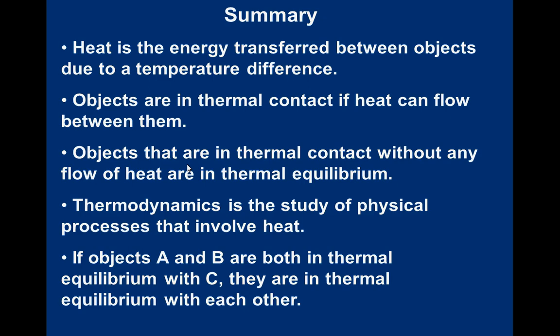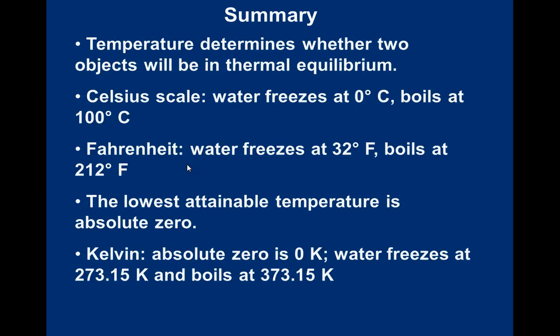If objects A and B are both in thermal equilibrium with object C, then they are in thermal equilibrium with each other. So that gives us the ability to take the temperature of something and say, hey, this was at 30 degrees, this other thing was at 30 degrees. I know if I brought them both together in contact, no heat would flow because they're at the same starting temperature. Temperature determines whether two objects will be in thermal equilibrium.